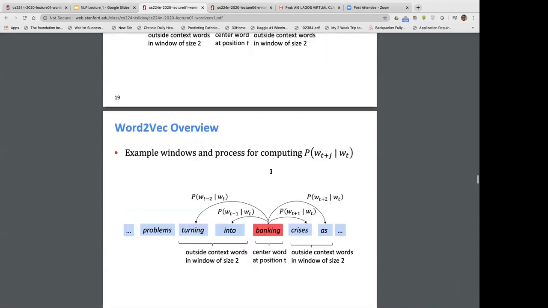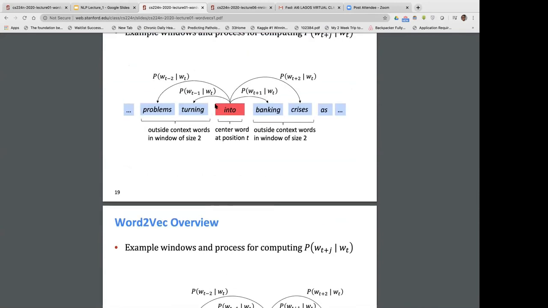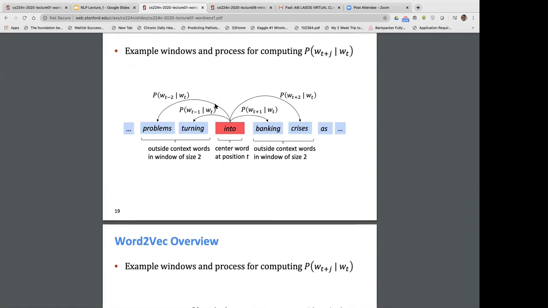Usually you can initialize your vectors randomly. That's what you should do if you're training word vectors from scratch. So you initialize these vectors randomly, and then you backpropagate. For instance, if your model predicts out instead of into, the model compares, computes the loss and propagates it, and as you keep training, the model should eventually learn to predict into.